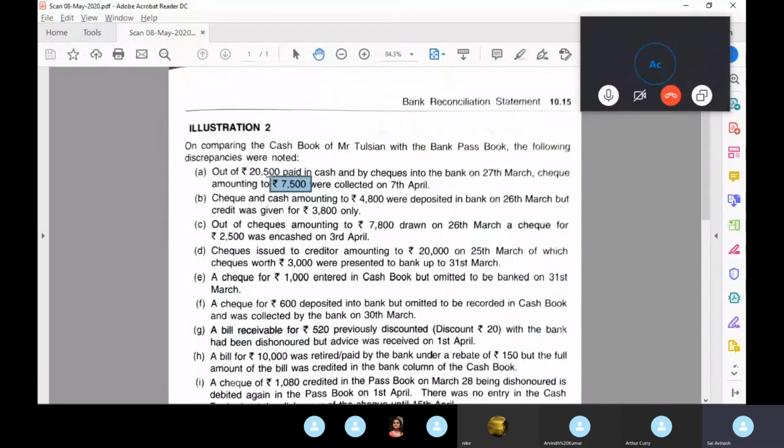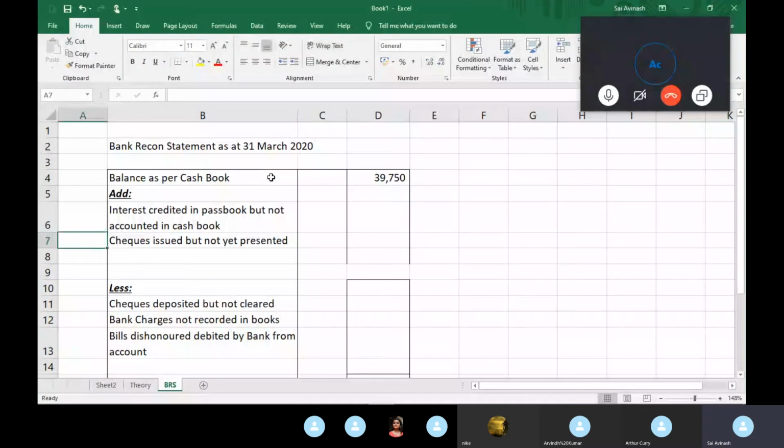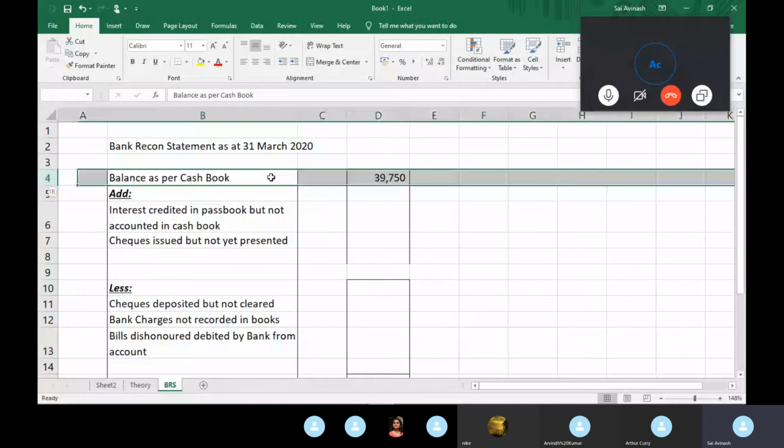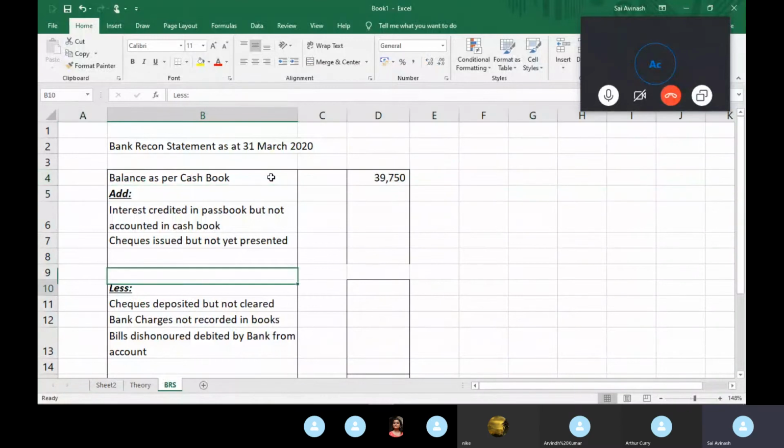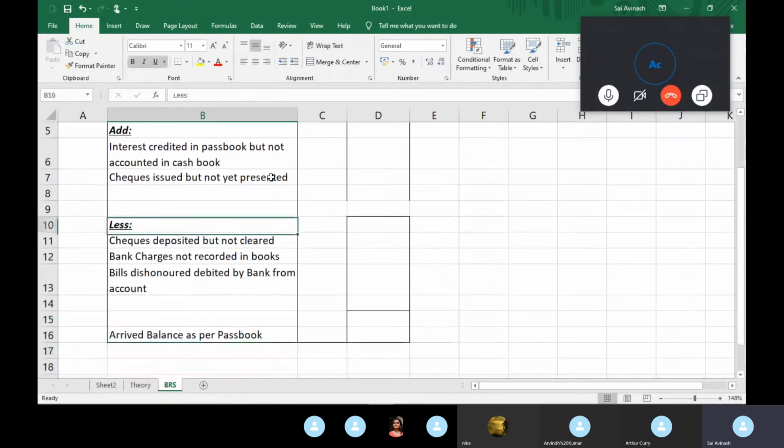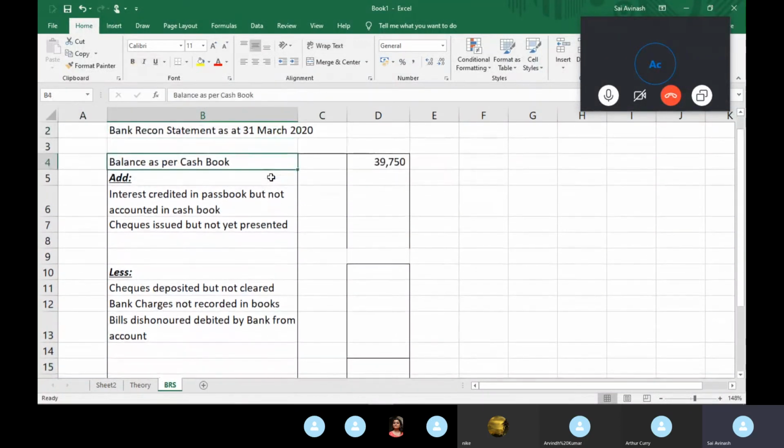So you're looking at your cash book, you have deposited a check and you have increased the 7,500. However, your passbook won't reflect it because the bank has not confirmed it yet. So my cash book is showing a higher value than my passbook. What will I have to do? I will have to reduce my cash book because I'm starting with my cash book. All the changes I make should be from the point of view of my cash book. I'm making changes to my cash book in order to arrive at the balance as per my passbook. So in this case, my cash book is higher, right? Because I've deposited the check, but the bank has not confirmed it.